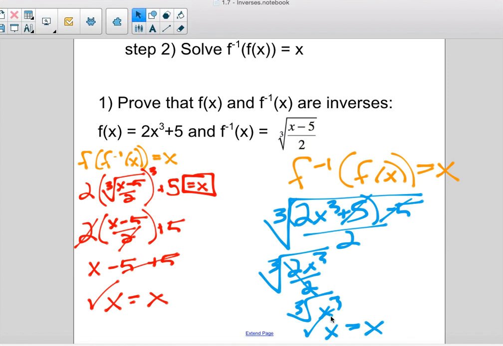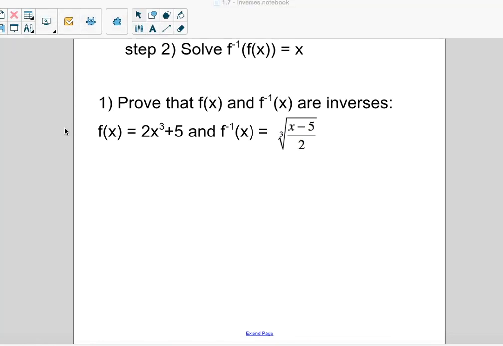And what you notice is interesting, right, is that whatever we did here, it kind of went in opposite order. So like here, the last thing we did was cancel the 5's. Here, the first thing we did was cancel the 5's. Here, the second thing we did was the 2's, and second thing here was the 2's. The first thing we did here was the cubed root and the cubing, and that was the last thing we did over here, and that will always be the case. So that's just a proof to show you that two things are actually inverses.